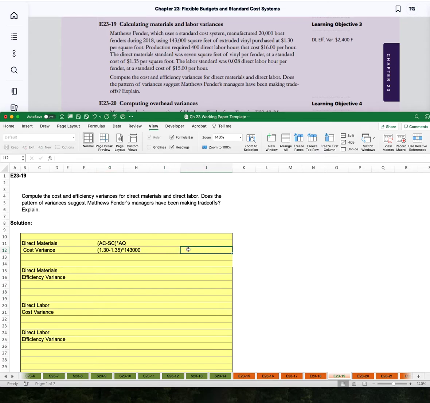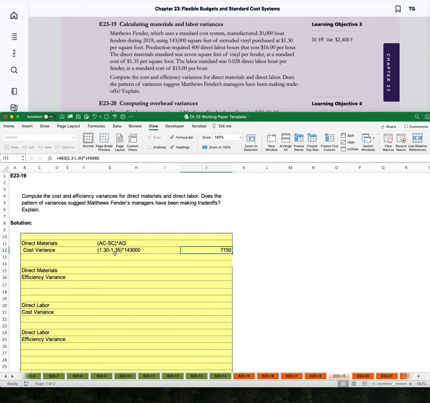And so over here, we'll actually do it in Excel. But you're going to want to use the absolute formula or function because we want it to return all of the numbers as a positive number rather than a negative number. So we'll type ABS, open parentheses, and then we'll do a second set of parentheses, $1.30 minus $1.35, close parentheses, times 143,000, close the second set of parentheses, and we can press enter, and we get a variance of 7,150.